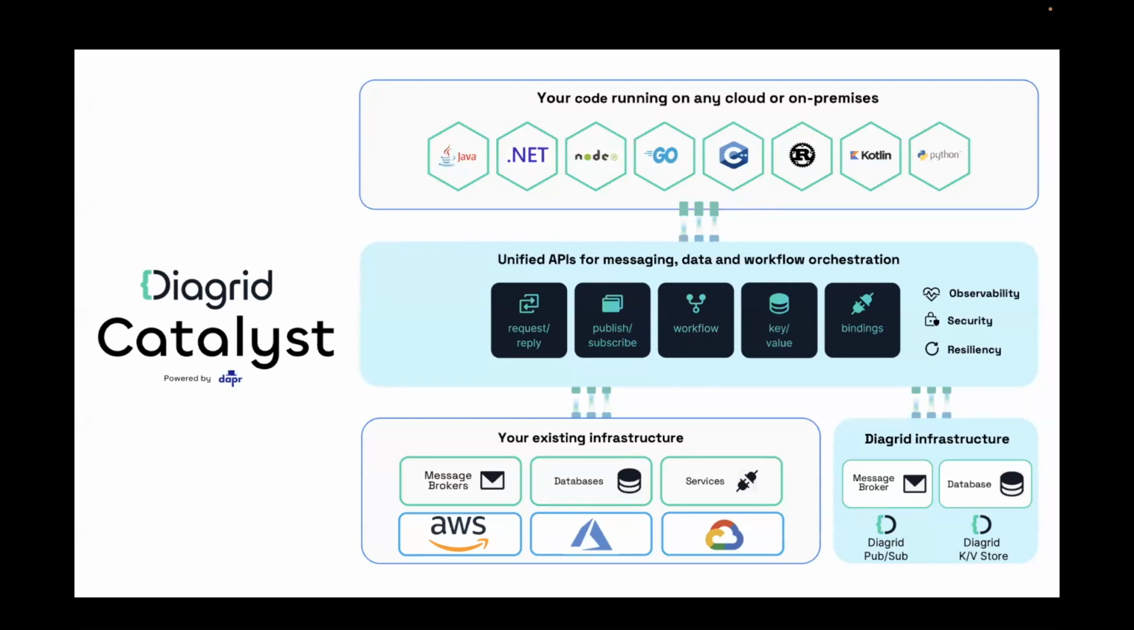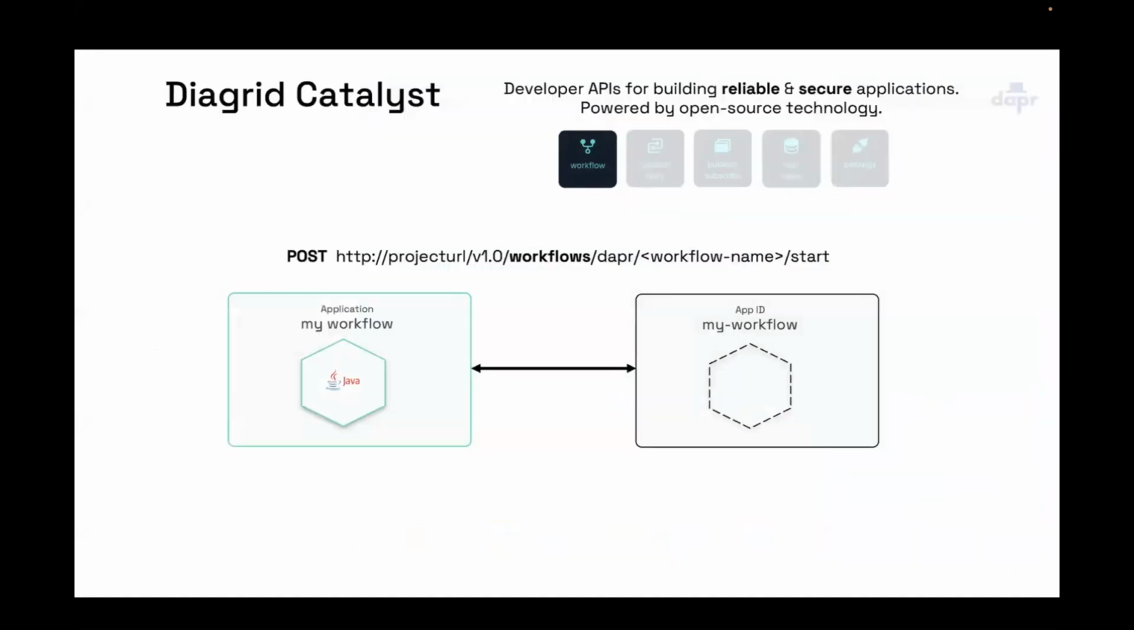So if we're just going to do a quick dive into each of these APIs just to kind of understand within the context of Catalyst, what does this actually look like when implemented, or how does the flow of traffic work? So one thing to call out here is that we provide these developer-centric APIs that allow you to build reliable and secure applications. And ultimately, the underpinning of all of this that makes Catalyst possible is an open source project called the Distributed Application Runtime, or Dapr.